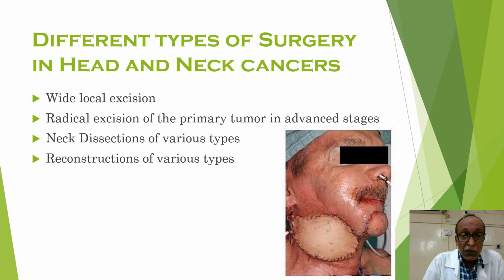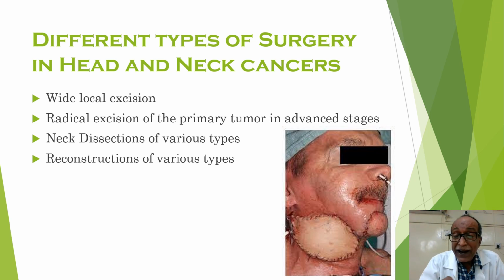The first term is wide local excision. Wide local excision is removal of the primary tumor, normally T1, 2 cm. Wide local excision means removing the tumor along with a healthy tissue margin. The amount of tissue margin will depend on the surgical skills of the operator as well as on the site.